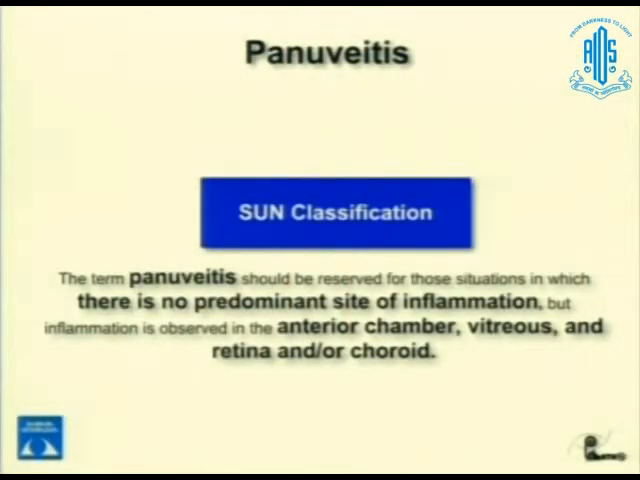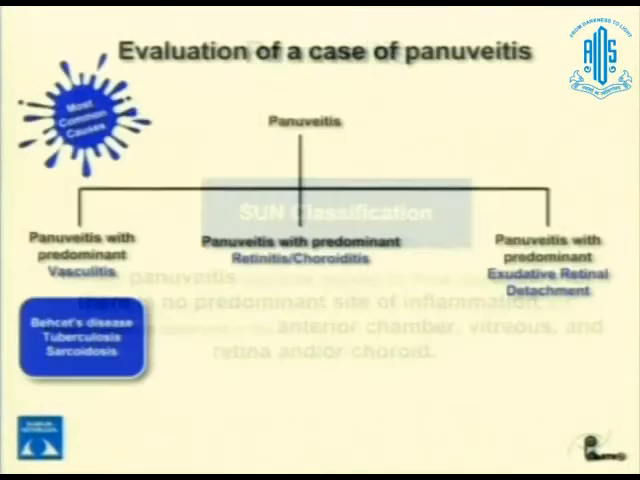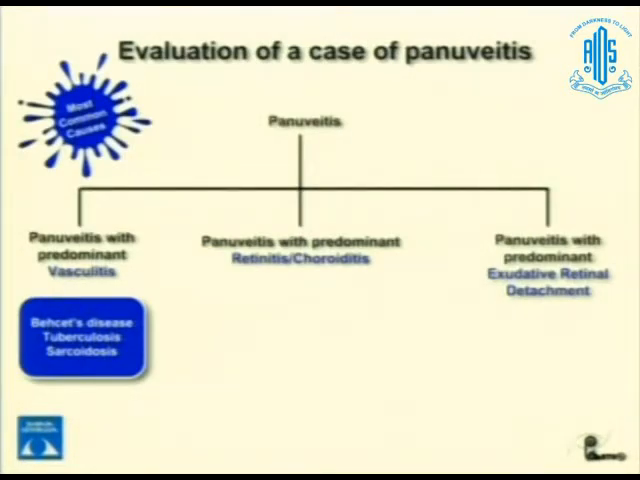So the term panuveitis, as I told, means there is no predominant site of inflammation, but there will be a lot of inflammation observed in the anterior chamber, posterior chamber, and retina and vitreous. So if you see a case of panuveitis, it can present broadly as three types. First, it can present as predominant vasculitis. There will be vitreous and anterior chamber reaction, but the predominant feature will be vasculitis. So in that case, think about the most common three causes: Behçet disease, tuberculosis, sarcoidosis.